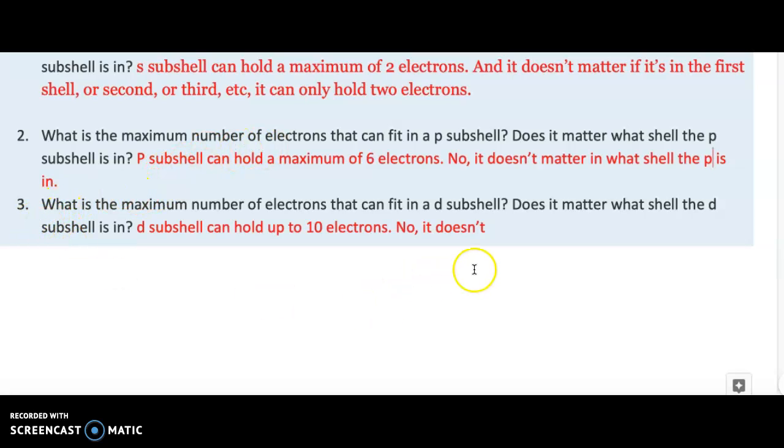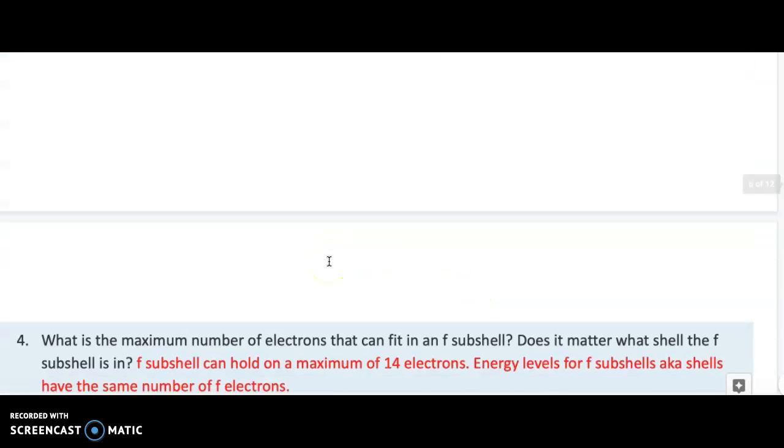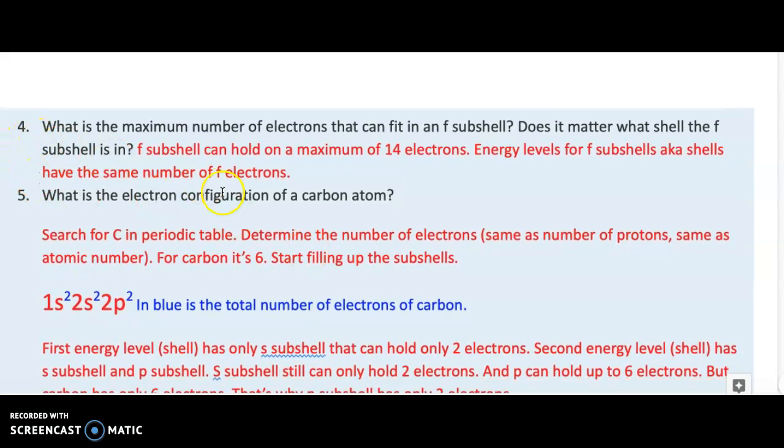And now it's asking you about d subshell, and d subshell can hold up to 10 electrons. It can have 1, it can have 2, it can have 3, but the maximum it can hold is 10 electrons. If it exceeds the 10 electrons, it moves on to the next shell. Okay, question 4 is asking you about F subshell, and F subshell can have 14 electrons, okay? And it cannot exceed more than 14 electrons. If it has more than 14 electrons, it has to move on to the next shell.